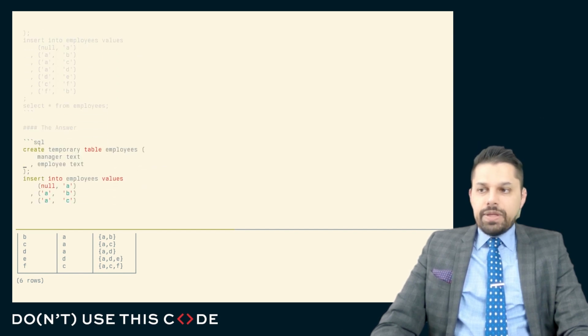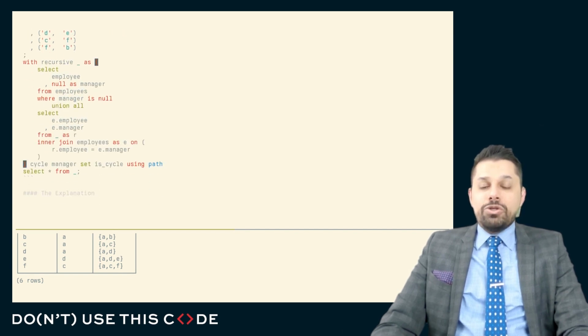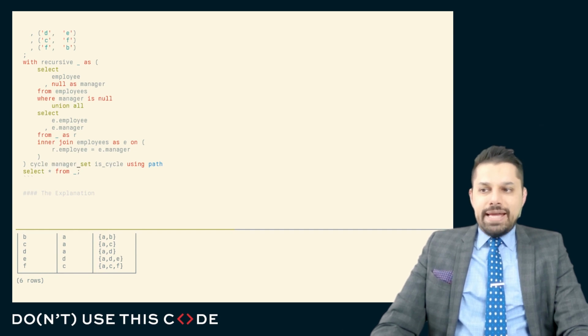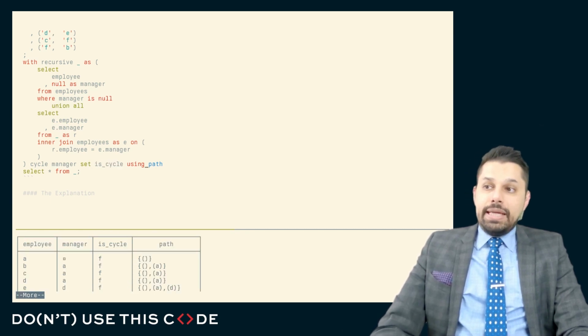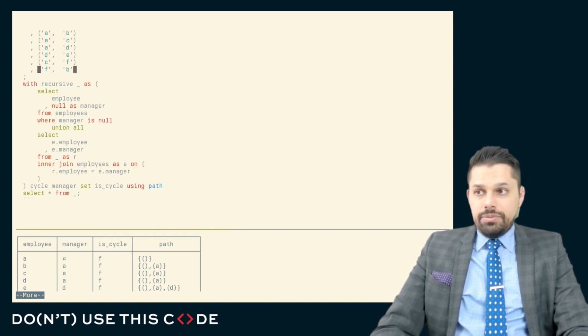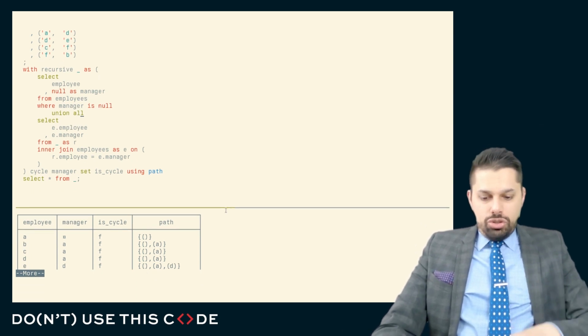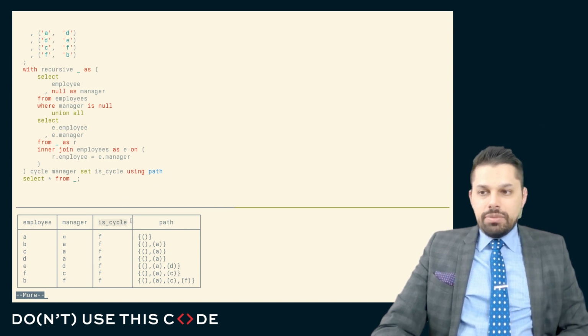And the good news is SQL has cycle detection. Postgres specifically has cycle detection built into the syntax for this. All we have to do is set up a cycle by collecting information from the manager. Set a new column called isCycle and use that path for the manager in order to identify this. And even though we still have a cycle here, by annotating the query with additional columns, you can see the isCycle column and this path column.